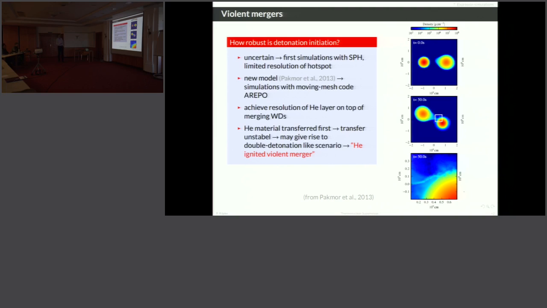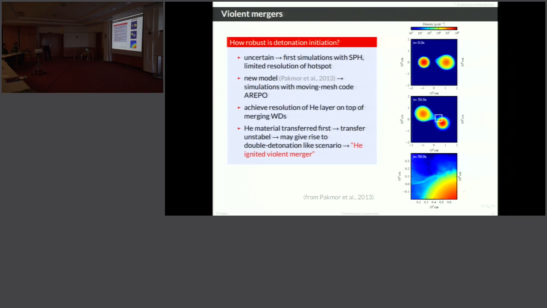And then what happens actually very close to the merger, so the merger has not really happened yet, but the system is very close to merging, is that it will actually start to transfer this helium first in an accretion stream that you can resolve in the Arepo simulations. And this is an unstable accretion that leads to hotspots forming on the surface of the primary white dwarf. And helium is easy to detonate, and in this way you find a way of igniting a detonation in this scenario.